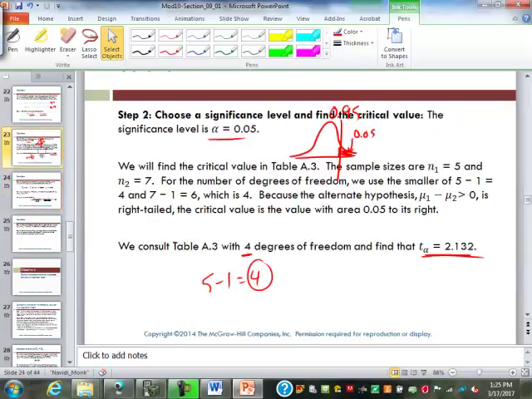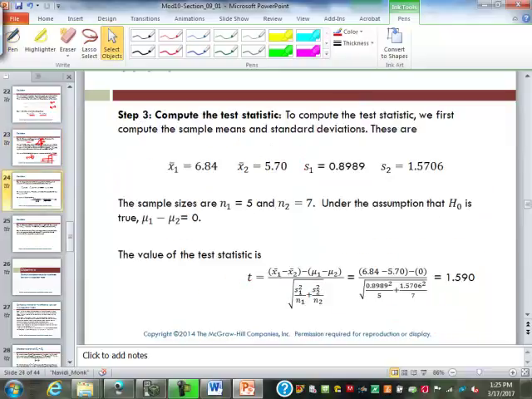On the table in the book, by the way, you would have found 0.05 on the right tail or 95 on the left tail, whichever way you want to look at it, and 4 degrees of freedom. You'd have followed it across to that column that was the 0.05. Okay, so here, compute the test statistic.